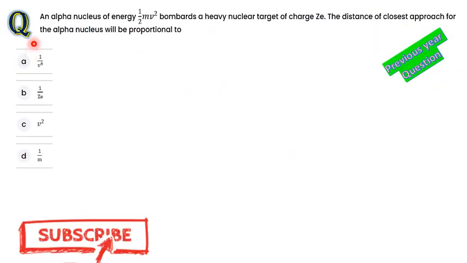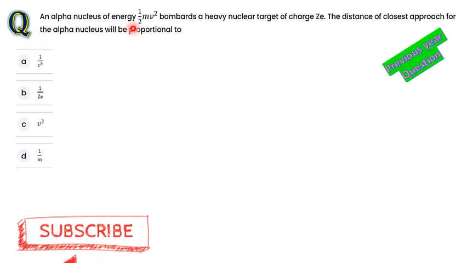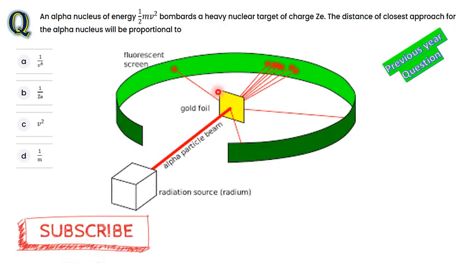Okay, the next problem is about an alpha particle nucleus of some kinetic energy that bombards a heavy nuclear target of charge Ze. This is the charge with atomic number, the charge of the nucleus they have given. Hope you remember this from the first problem of the first presentation, where I mentioned this diagram.